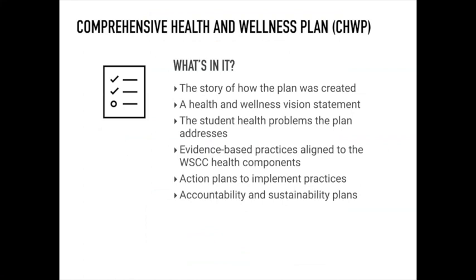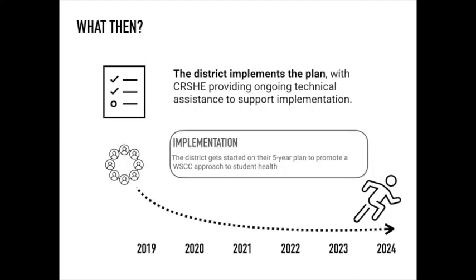Now just a bit about what's included in these plans. There's a background section of where the plan came from, the vision statement for wellness in the district, the student health problems of focus, evidence-based practices aligned to the whole school, whole community, whole child components, action plans, and accountability and sustainability plans. So I know you're wondering, what happens then?